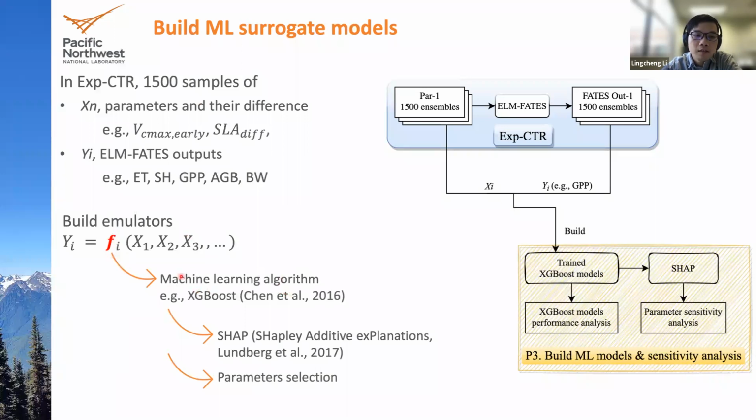With these machine learning models, we can do a parameter sensitivity analysis to see which parameters, which traits, dominantly control the coexistence. And then we will use this machine learning model to select parameters, to see whether the parameters selected by the machine learning can improve the coexistence modeling.